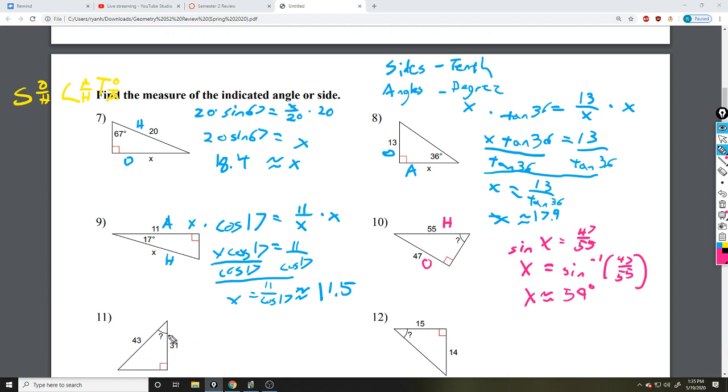Over here on 11, we know adjacent and we know hypotenuse. So if we know adjacent and hypotenuse, then to solve for this angle, we're going to use cosine. Cosine of my angle, which I don't know, equals adjacent, which is 31, over hypotenuse, which is 43. So again, all we're doing here is rewriting it so that we can put it in the calculator. Cosine inverse of that ratio.